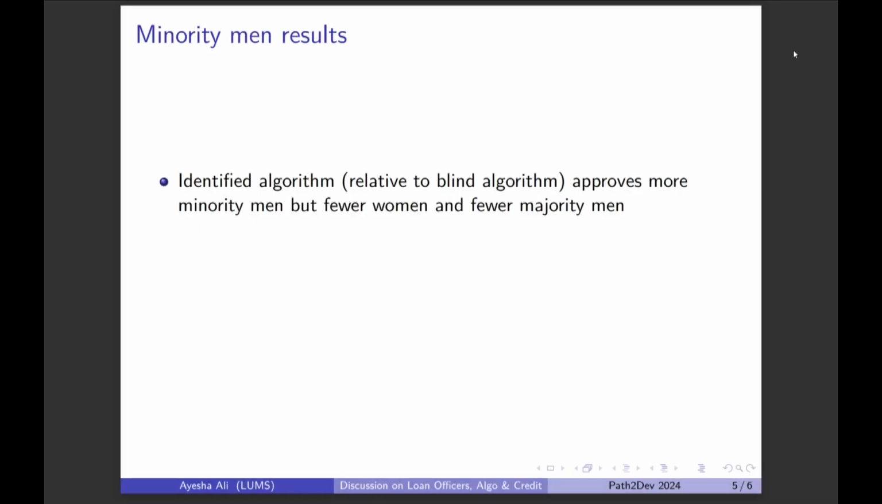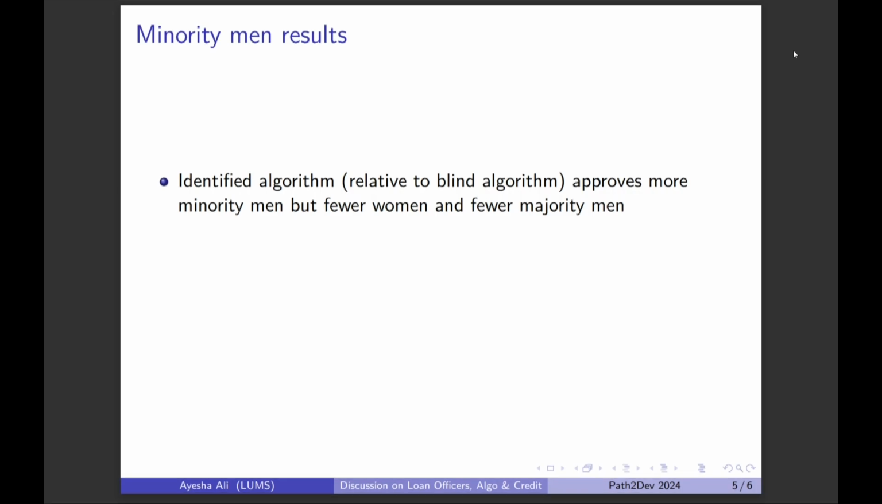All right, so one other thing. While the paper does a great job discussing women, I feel there's a bit of a gap with respect to the minority men results. In particular, in one of your pictures, I think the second test, you show that the identified algorithm relative to the blind algorithm is approving fewer women, but is also approving more minority men. So what's going on there?